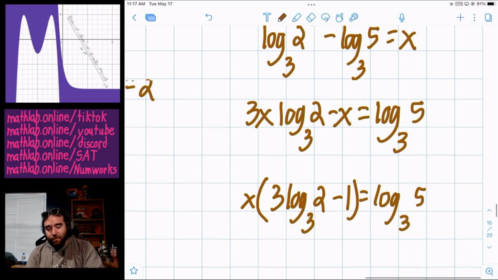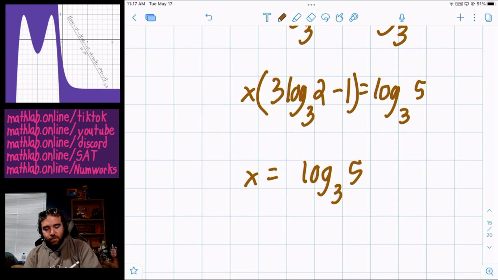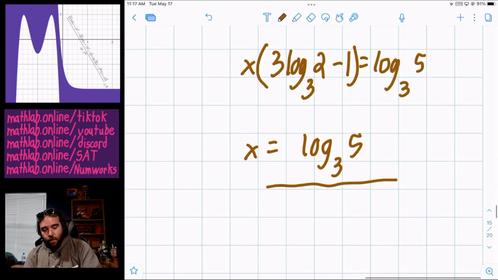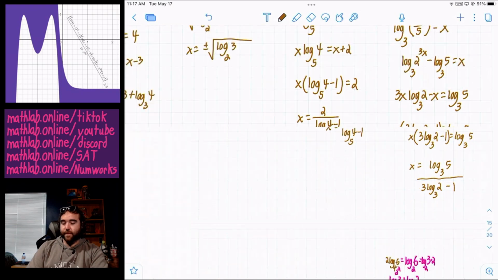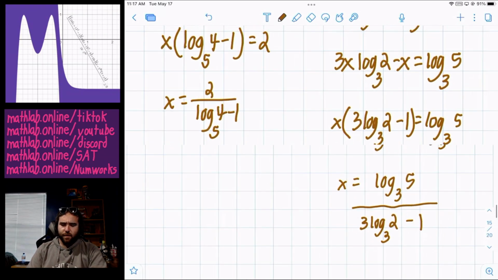And then divide. It's not so much a pretty answer, but that's okay. Log base 3 of 5 over 3 log base 3 of 2, minus 1. That's the answer. A few other forms you could get it in, but that is my answer.